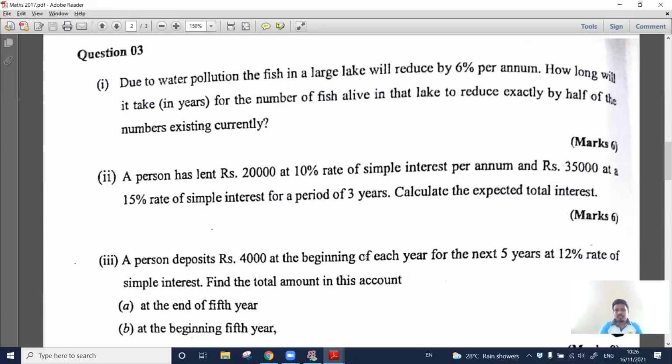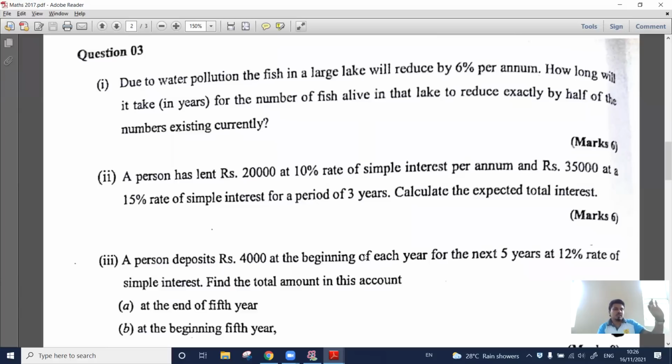Due to water pollution, the fish in a large lake will reduce by 6% per annum. Right? And then what they say: how long will it take in years for the number of fish alive in that lake to reduce exactly by half of the number existing currently? Due to water pollution, what happens? The fish in a large lake will reduce by 6% per annum.